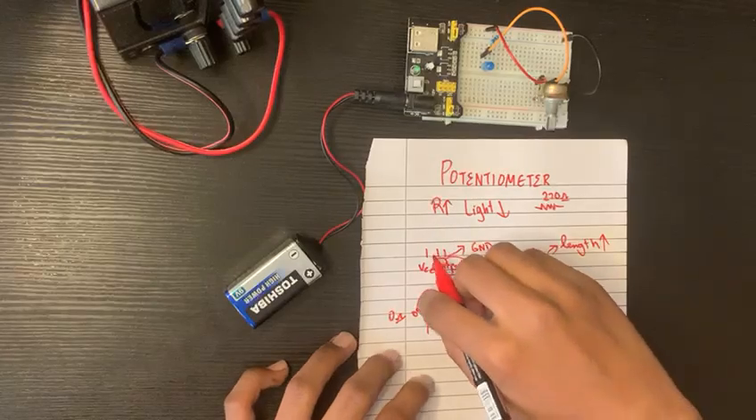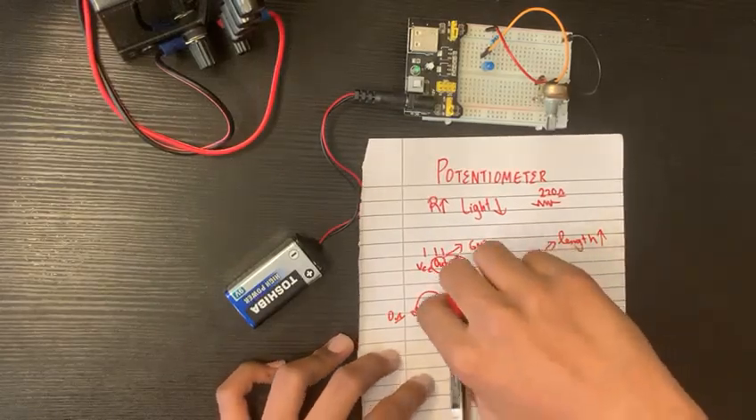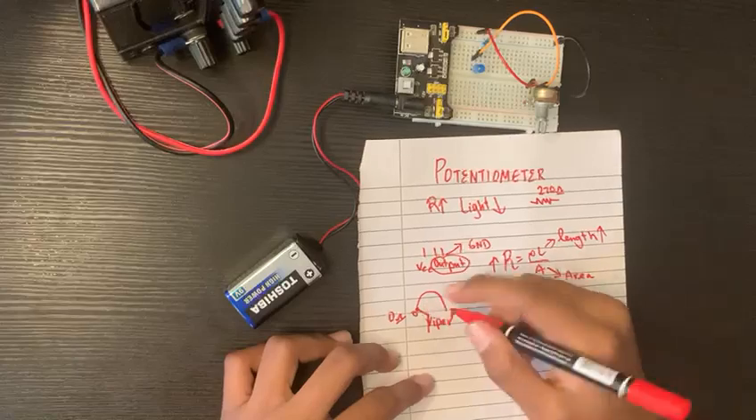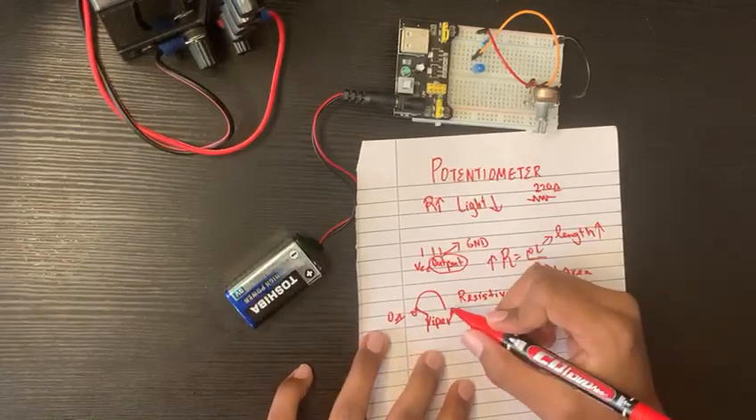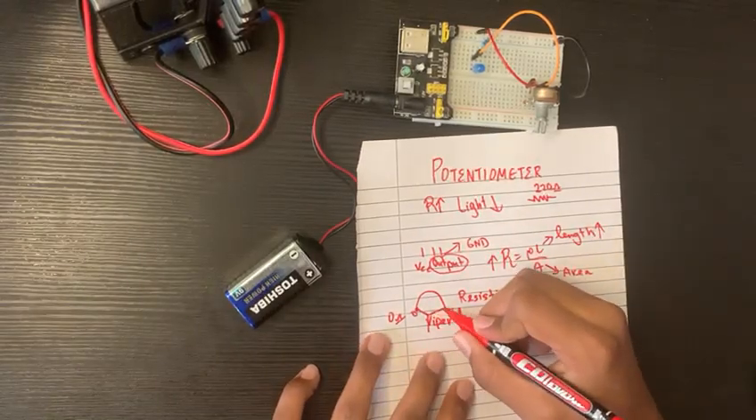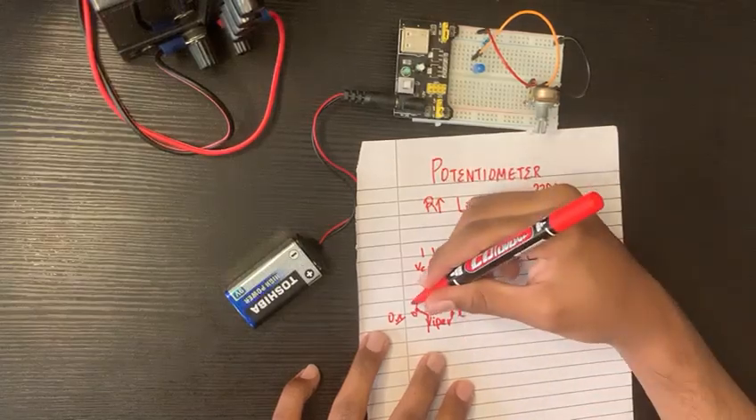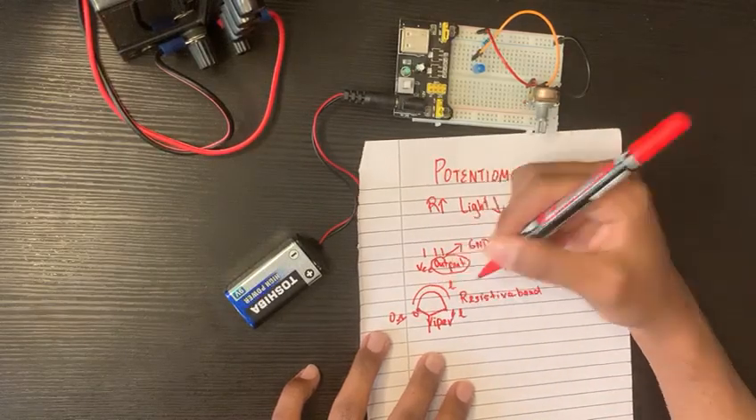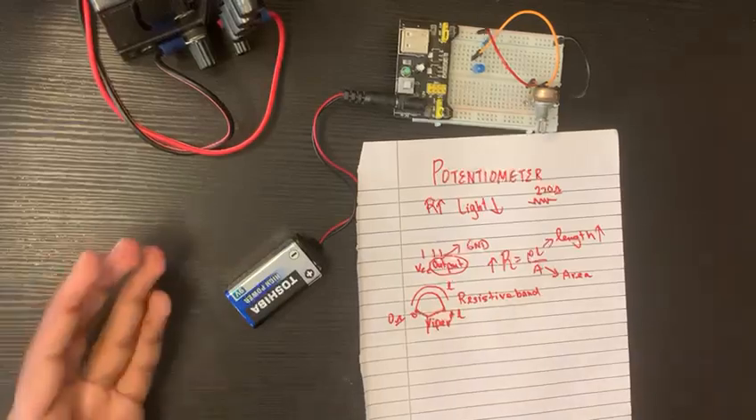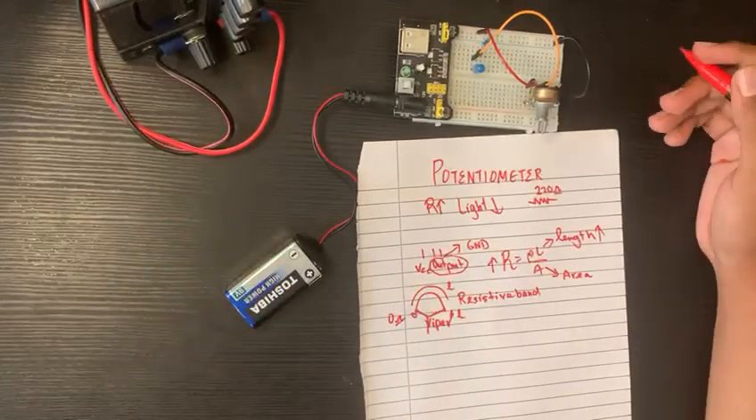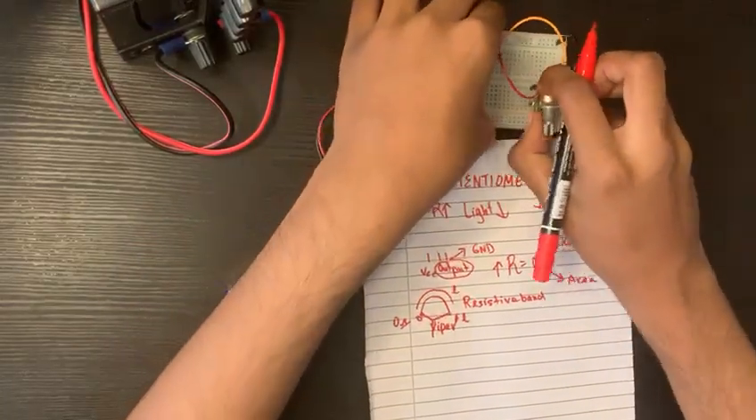So now we're going to move it. We're going to turn the knob like this, and we're going to change the position of the wiper. Let's say it's here. Now the length is going to be all of this, which is L. So the resistance is going to be the maximum. So that's how it basically works. And let's see what this means.